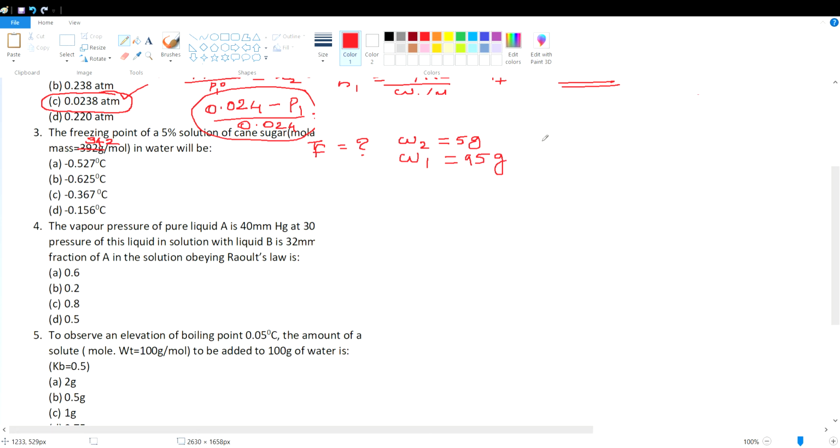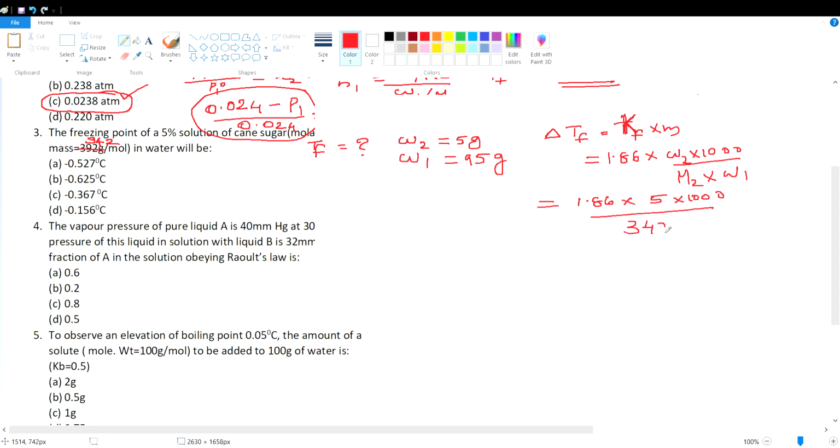Now we can use the equation delta TF is equal to KF into molality. KF value is given in the question as 1.86. Molality is equal to W2 into 1000 divided by M2 into W1. Substituting all the values, 1.86 into W2, 5 gram, into 1000, divided by molar mass 342 into W1, that is 95 gram.